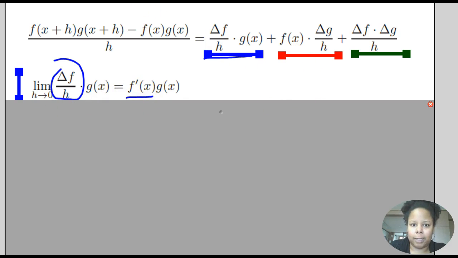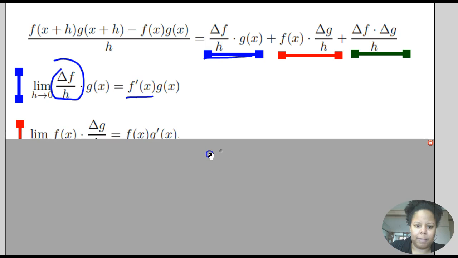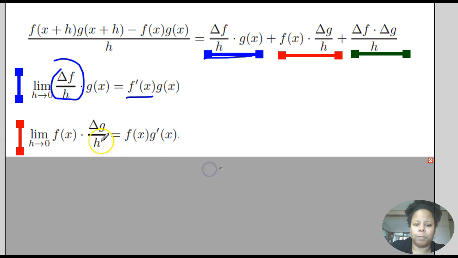Then we take a look at the second piece, the second rectangle, f of x times delta g over h, and the limit of that as h approaches 0. And if we put the h underneath the delta g, then this piece looks very much like the limit as h approaches 0 of delta g over h, which is g prime of x. So this statement right here ends up looking like f of x times g prime of x, because f of x isn't changing as h approaches 0.